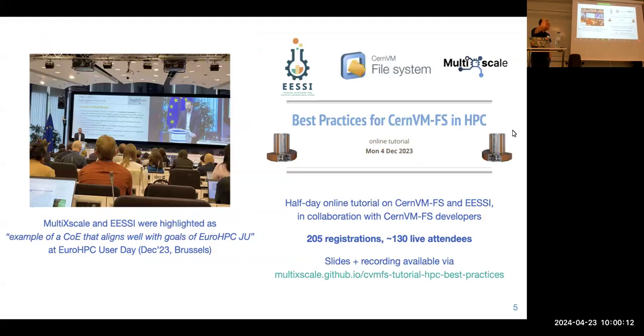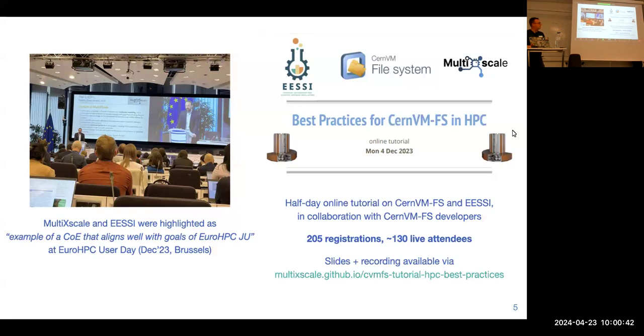All right, and then just some things to mention here in the scope of that. The multi-scale project and EASY on the side was mentioned as an example of a center of excellence that aligns well with the goals of the Euro HPC joint undertaking. That was a surprise to us. We didn't know that they were going to raise us or put us in the spotlight like that at the Euro HPC User Day, but it happened. So that's a good sign of them being supportive for the ideas that we have.